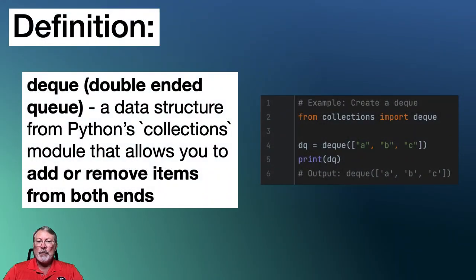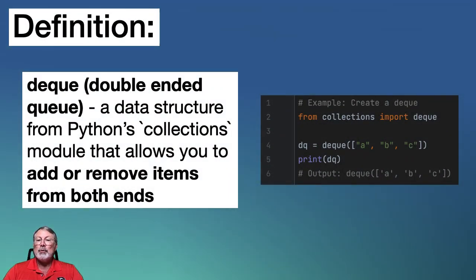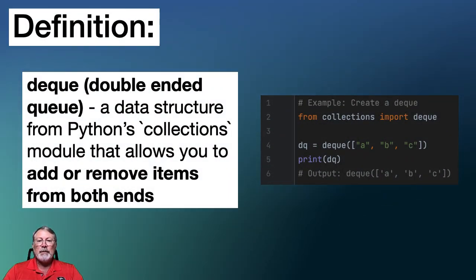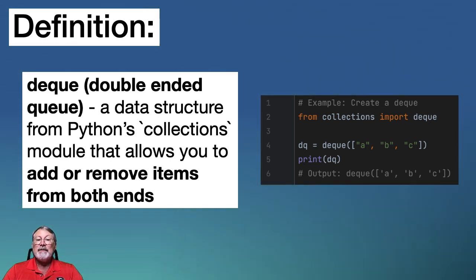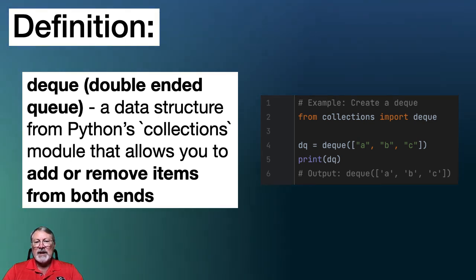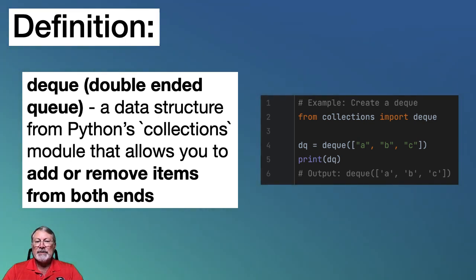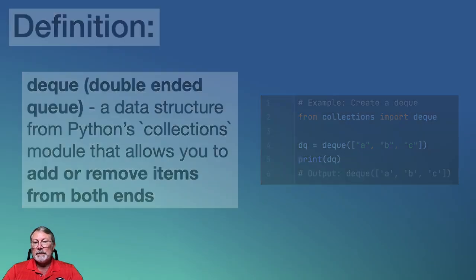Deque stands for double-ended queue. It's a data structure from Python's Collections module that allows you to add or remove items from both ends efficiently. It behaves like a list, but is optimized for fast appends and pops from either end.